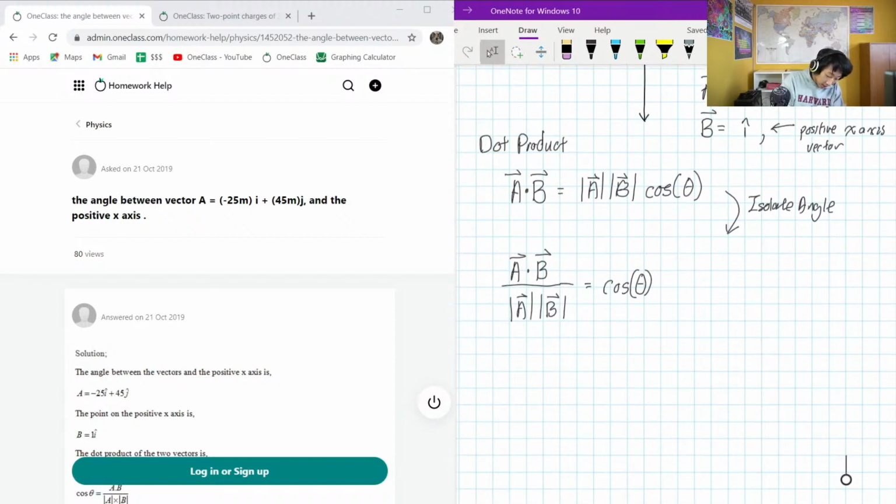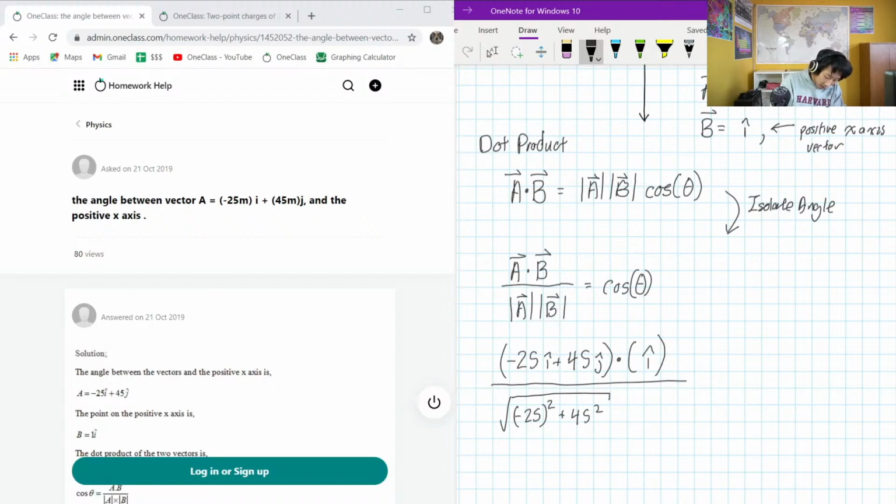Cool, so I'll write this out very formally. So here we have the vector negative 25i plus 45j dot product with just I, divided by, well, the magnitude of A, we know that we have to do the square root of negative 25 squared plus 45 squared. Very Pythagoras-like. For the magnitude of B, well, that's fairly simple. It's just going to be the square root of 1 squared. I'm going to write it out still just to be 1000% formal. And this is going to be equal to cos theta.